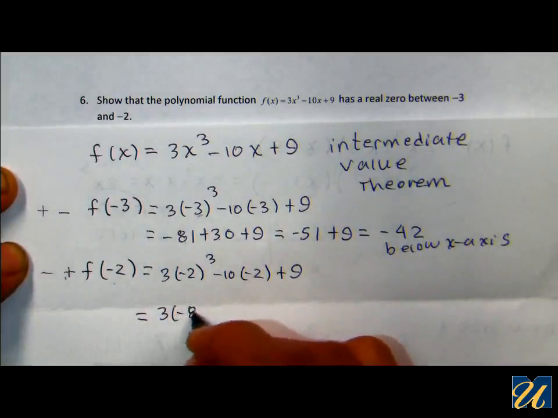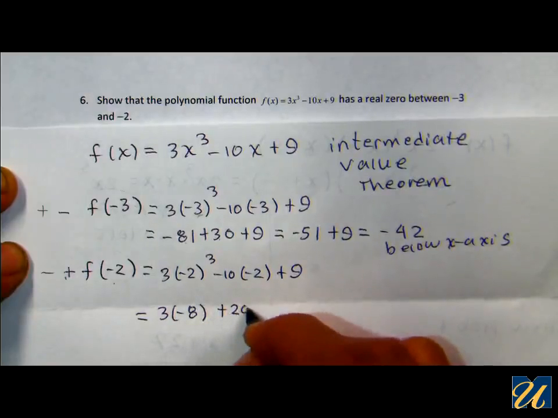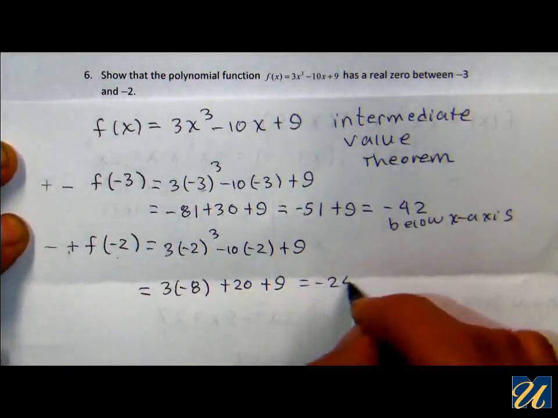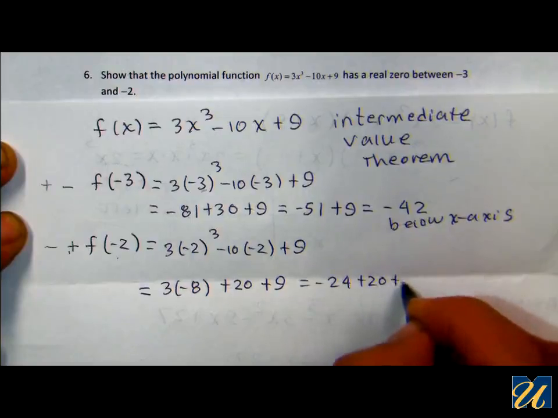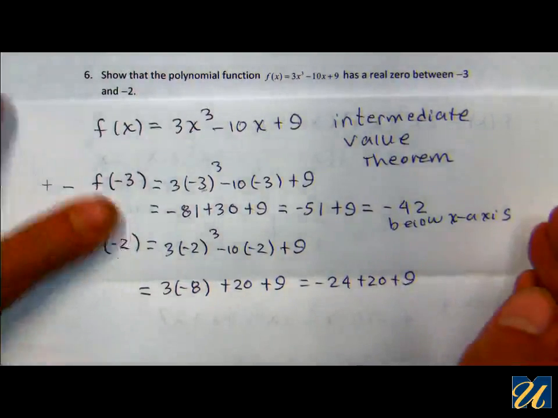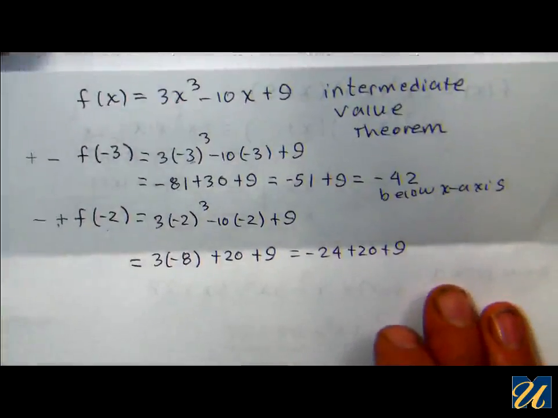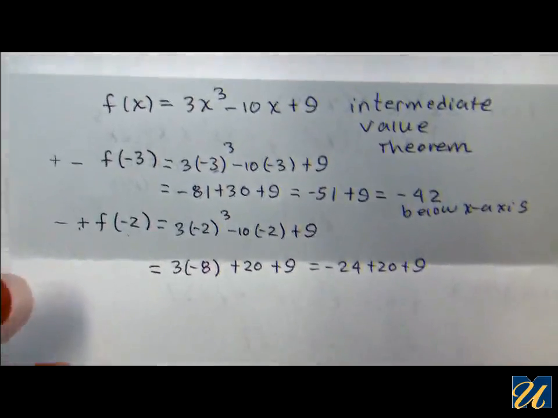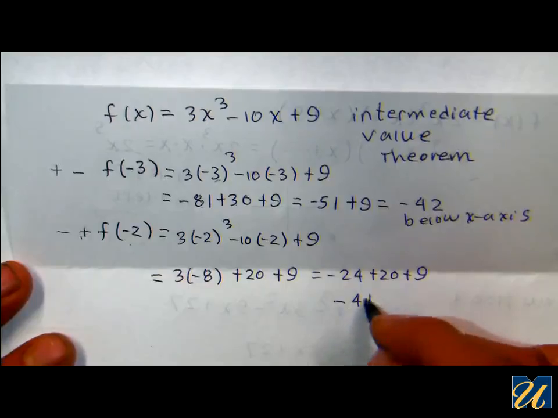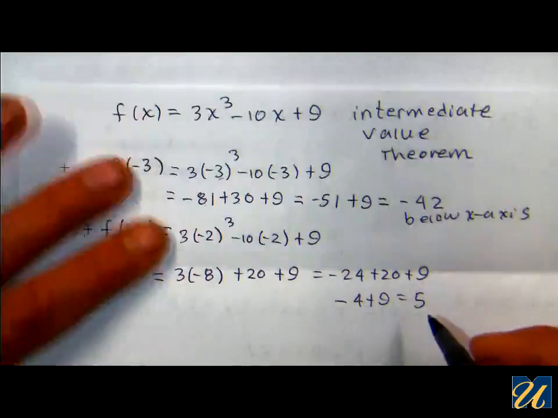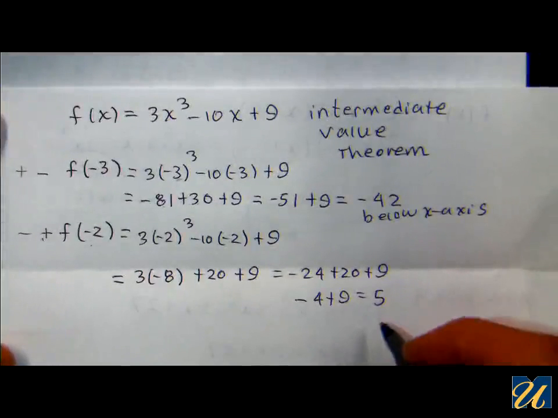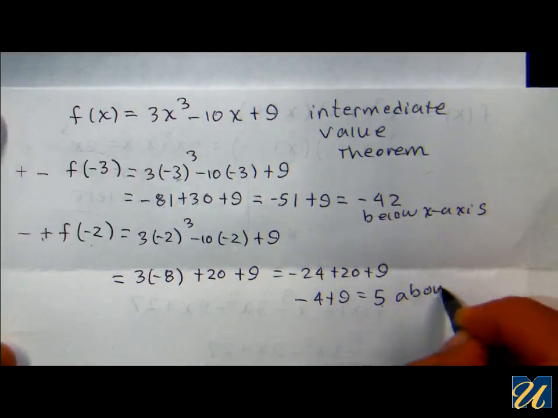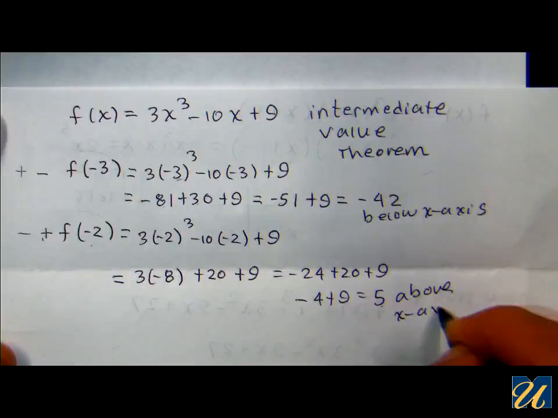3 times negative 8 plus 20 plus 9. So that's negative 24 plus 20 plus 9. Negative 24 plus 20, negative 4 plus 9 is positive 5. See? So now this is a positive y-coordinate, so we are above the x-axis.